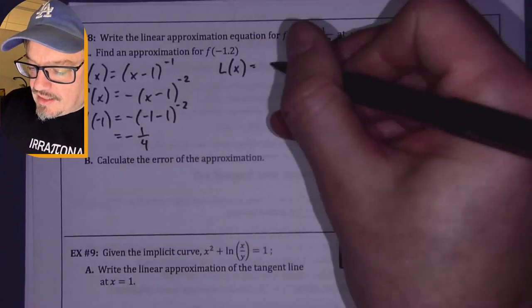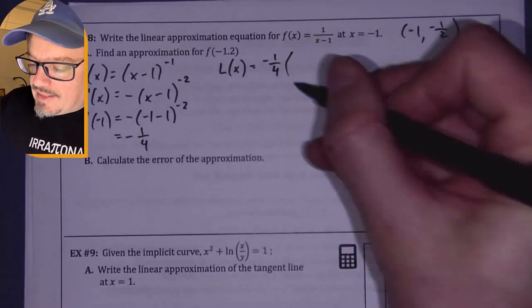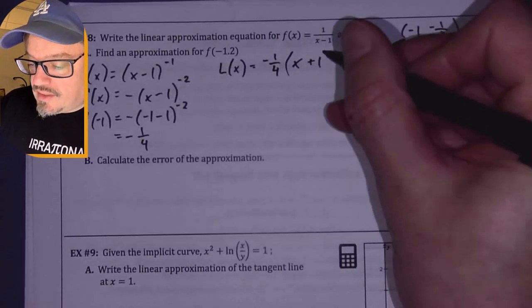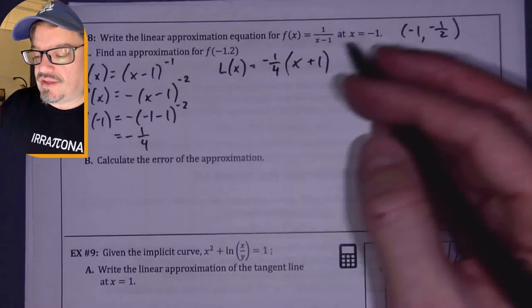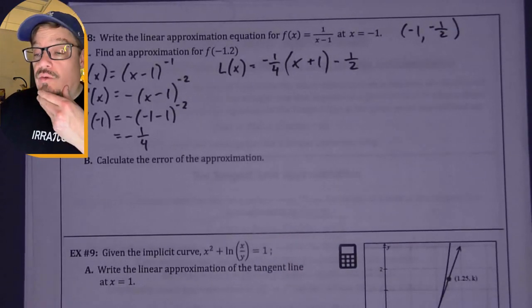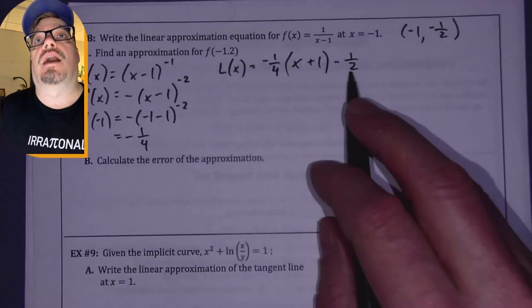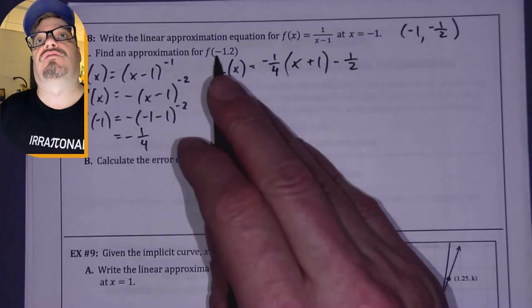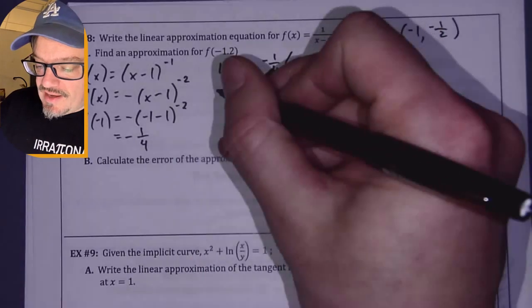So slope is negative 1/4, and x plus 1, because we changed the sign on the inside of the parentheses, and then we do minus 1/2. Okay, we don't change the sign out on the outside. You already know that. So now we're going to go ahead and do this for negative 1.2. Let's find out what that is.